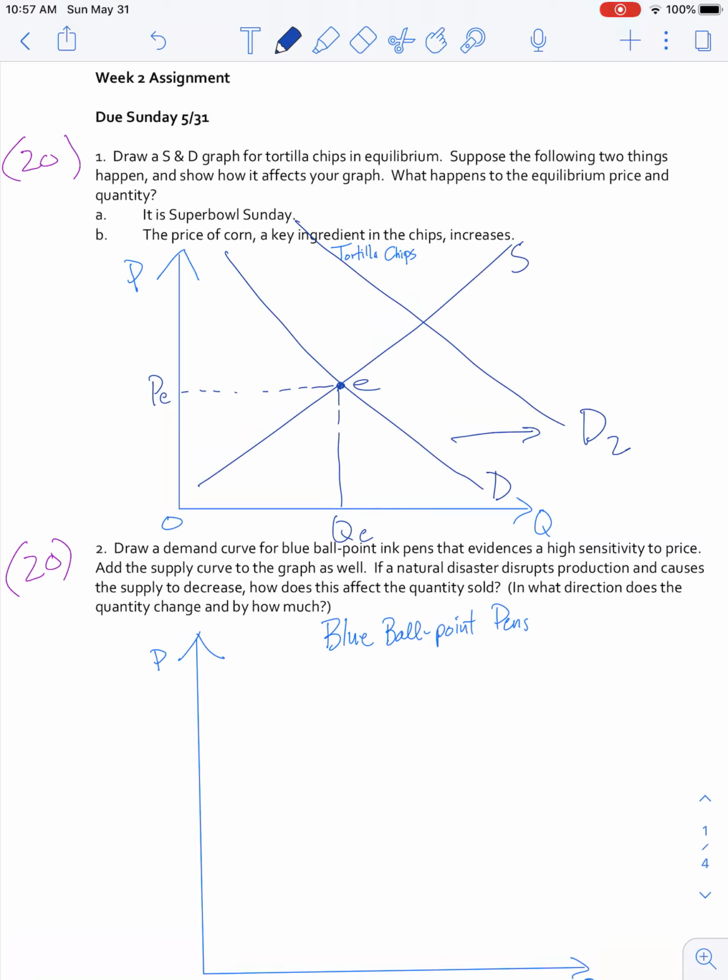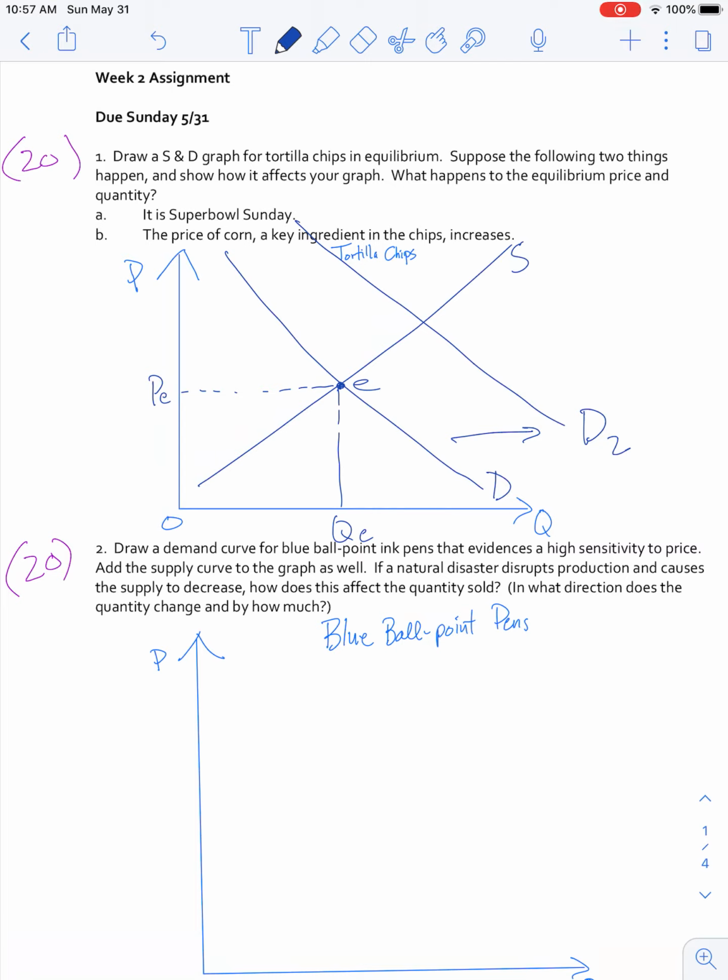Meanwhile, the price of corn, a key ingredient in tortilla chips, increases. Well, what does that do? So if an input price goes up, how does that affect the demand curve? Probably not at all, right? I don't know what the price of field corn is. I might eat tortilla chips, but I don't follow the price of corn, right, going into it.